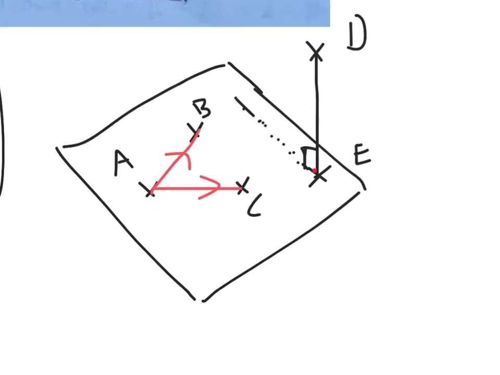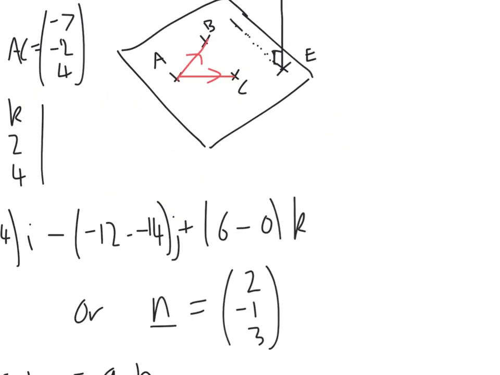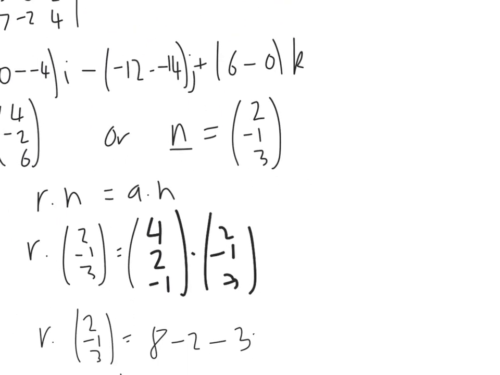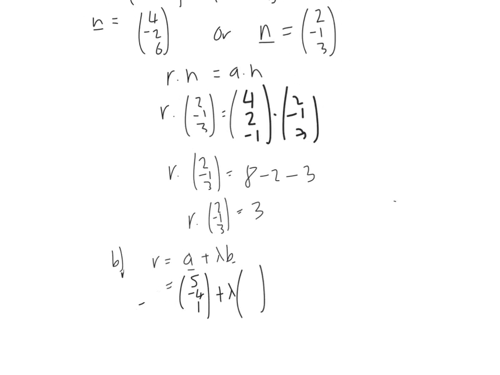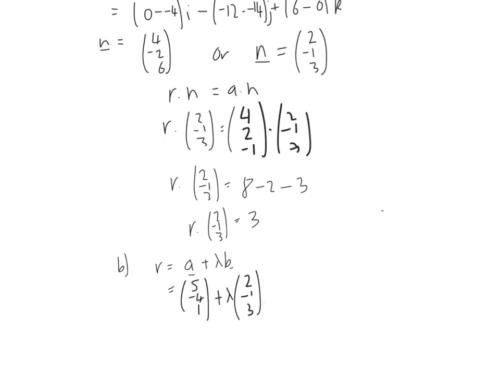Now that line, we don't know specifically, that's what we're trying to find out obviously, but we do know that it's perpendicular to the plane, and we found an n that was perpendicular to the plane earlier on, which is 2, minus 1, 3. So this vector will also have that direction. It'll also have a direction of 2, minus 1, 3. So that's the vector equation of the line going through DE.